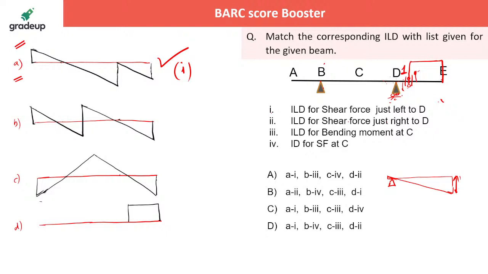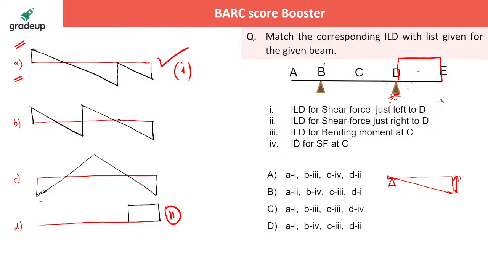Is it clear? On the left side we cannot construct the ILD. Otherwise, if you construct the ILD, it will become a curve, which is not going to come in your determinate structure. So on the right side, a complete one will be coming. If you just draw right to D, almost at D we are drawing, and we are saying this is the ILD for shear force just right to D. So this is option D for the second one.